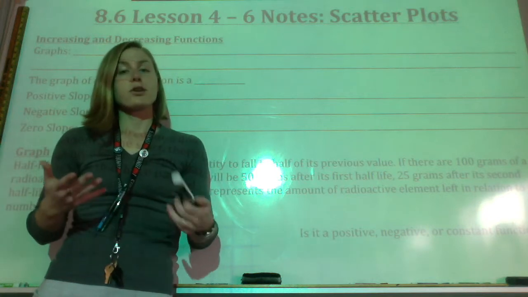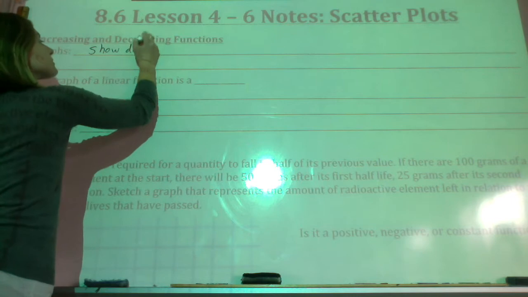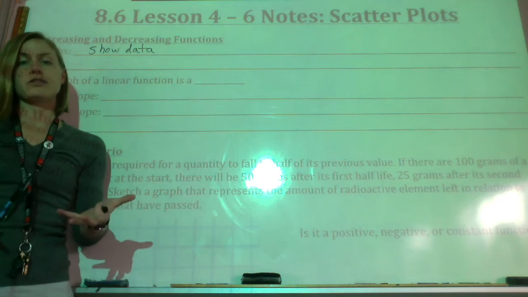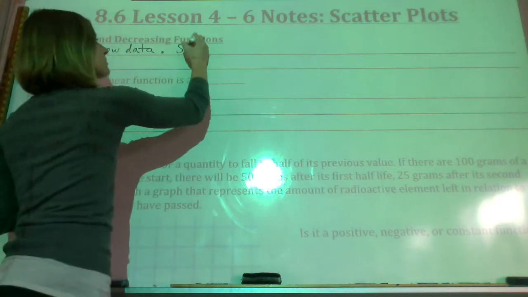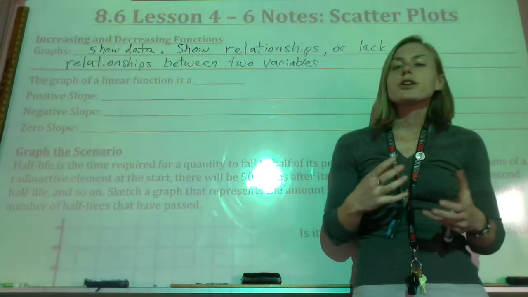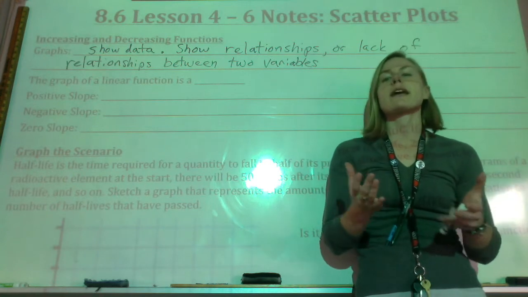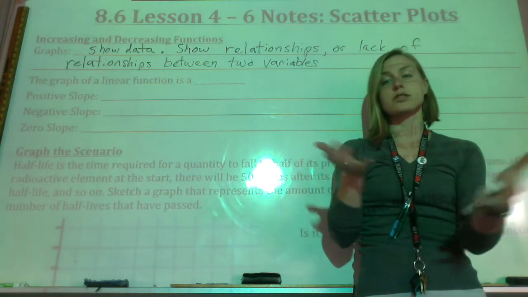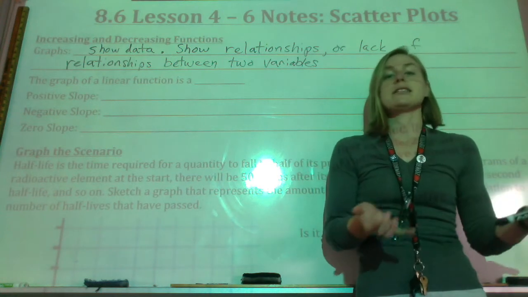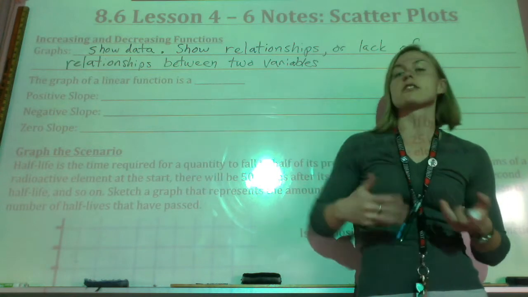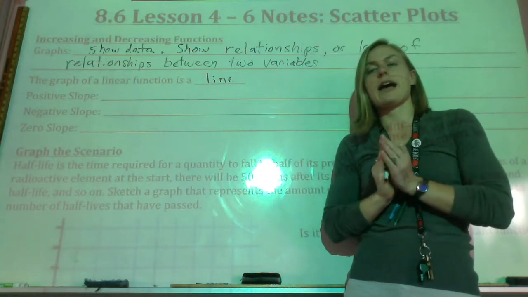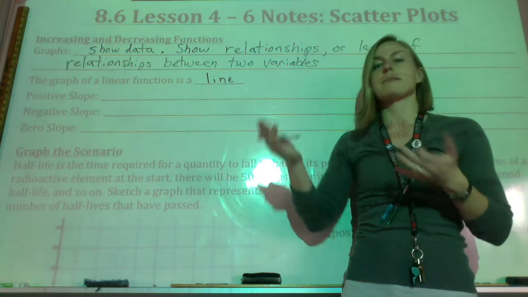So we know that graphs, of course, show data. But graphs do more than show data. They show relationships or lack of relationships between the two variables. So when we're graphing our data, we're showing that there might be a correlation between those two variables, showing that as one goes up, the other goes up, or as one goes up, the other one decreases. So the graph of a linear function, of course, should be a line. And it should be a line because that's the definition of linear. We should have it going in a straight line because it's linear.